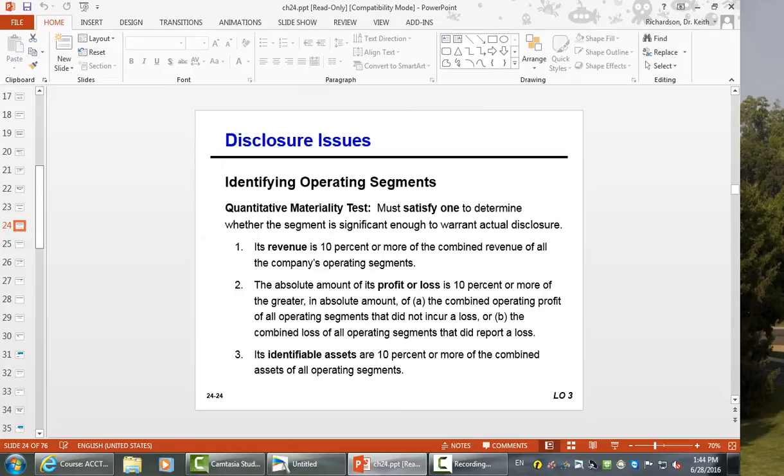Okay, next. The absolute amount of its profit or loss is 10% or more of the greater, in absolute amount, of... What do they mean by absolute amount? Profit or loss, right? So you take the absolute amount of it. If it's a loss and it's big, then you're going to report it too.